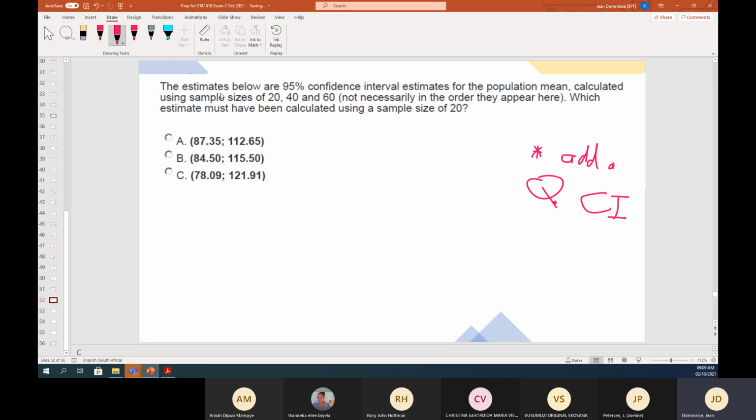So the estimates below are 95% confidence interval estimates for the population mean, calculated using samples of 20, 40, and 60. Not necessarily in that order, so just remember it doesn't need to be in that order. Which estimates must have been calculated using the sample of 20? And again, you can have the one that says 40 or 60 in the exam as well.